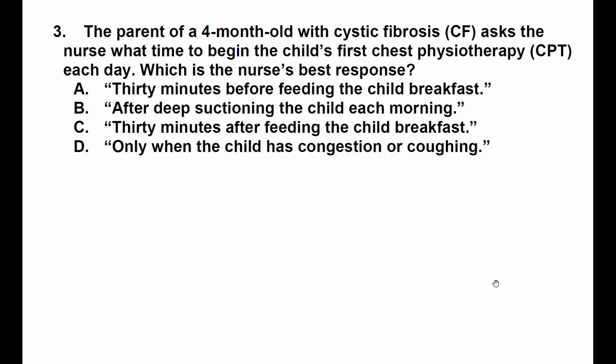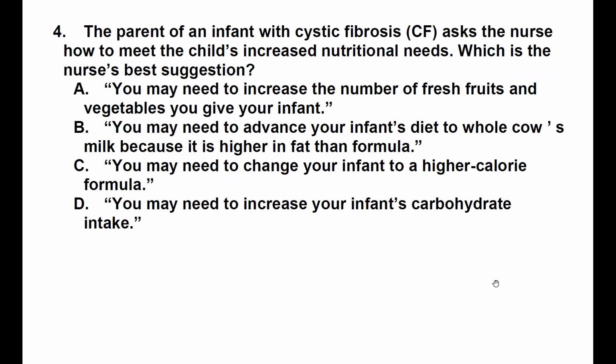Three, alpha. Four, the parent of an infant with cystic fibrosis asks the nurse how to meet the child's increased nutritional needs. Which is the nurse's best suggestion? A, you may need to increase the number of fresh fruits and vegetables you give to your infant. B, you may need to advance your infant's diet to whole cow's milk because it is higher in fat than formula. Letter C, you may need to change your infant to a higher calorie formula. Or D, you may need to increase your infant's carbohydrate intake.